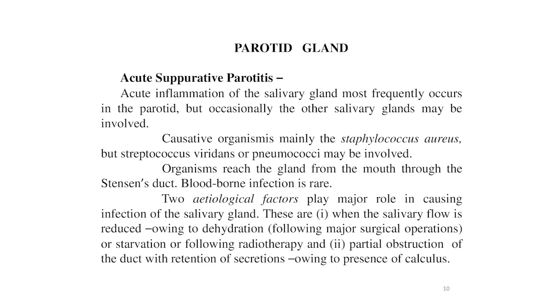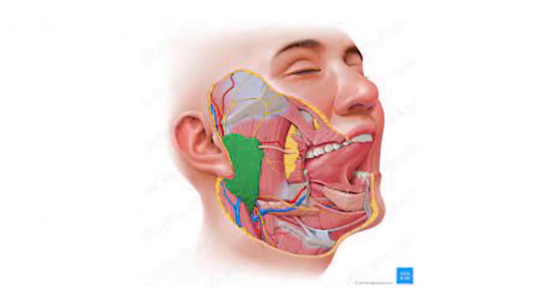Blood-borne infection is rare. Two etiological factors play a major role in causing infection of the salivary gland. The first is when the salivary flow is reduced owing to dehydration following a major surgical operation, starvation, or radiotherapy. The second etiological factor in acute suppurative parotitis is partial obstruction of the duct with retention of the secretion owing to the presence of a calculus. Dear students, here is a good image showing the greenish color of acute suppurative parotitis.